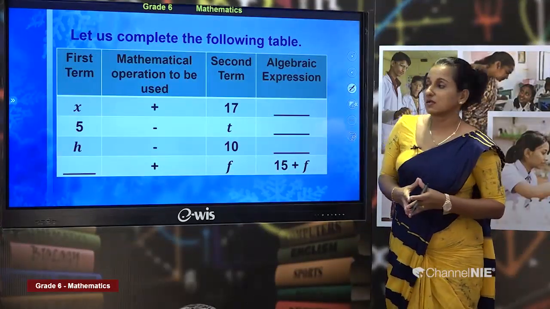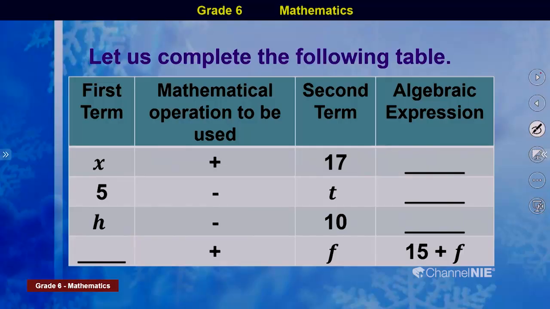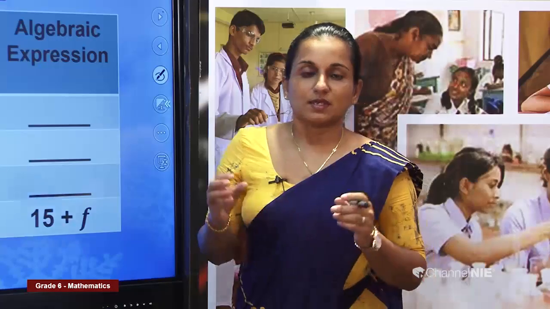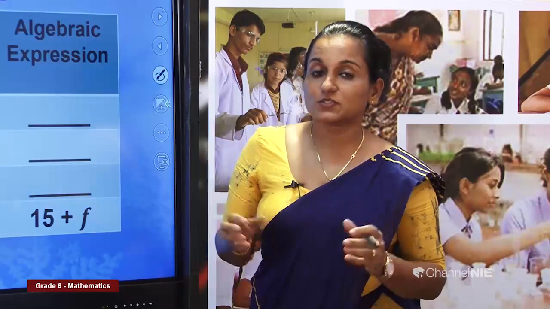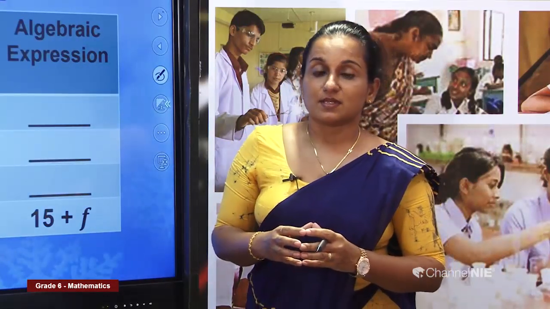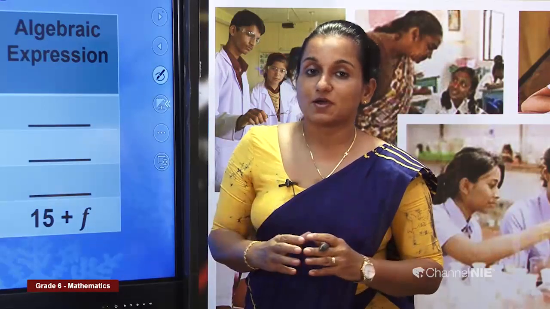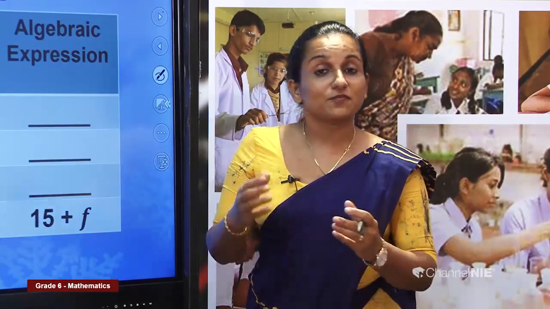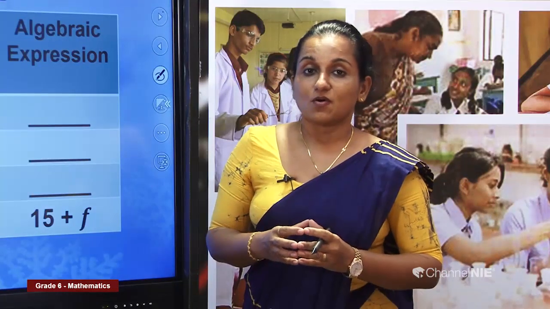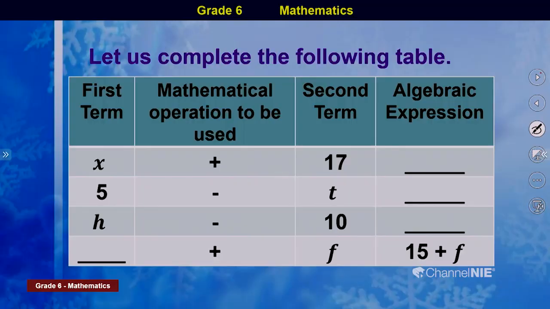Here you can see a table. In this table, we have the first term, mathematical operation to be used, and also the second term. What you have to do is build up an algebraic expression. Here, I am going to do the first one as an example. Then you try to do the rest before I write the answer. Then we can compare the answers. Okay, shall we start? Let's go to my first example.